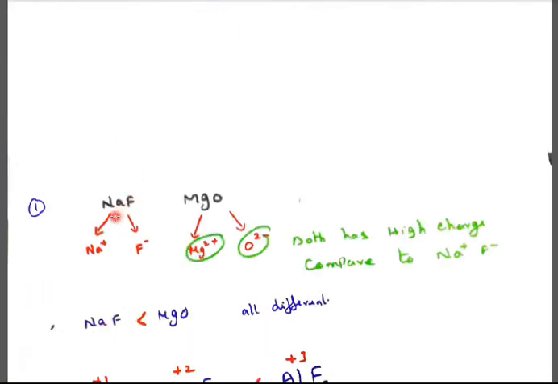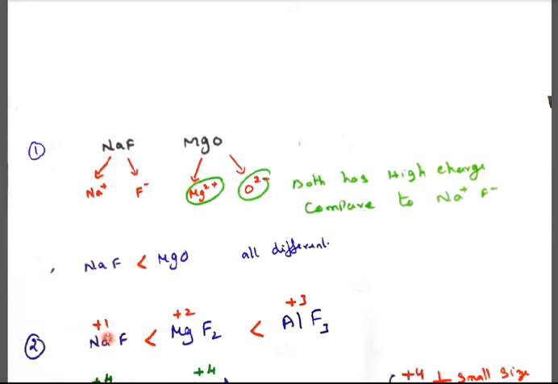First example, the first pair is sodium fluoride and magnesium oxide. Na plus is the cation and F minus is the anion. Here magnesium is 2 plus and oxygen is 2 minus. Both have a higher charge compared to Na plus and F minus. So first priority should be given to the charge. So MgO is greater than NaF. The lattice energy of magnesium oxide is greater than sodium fluoride.